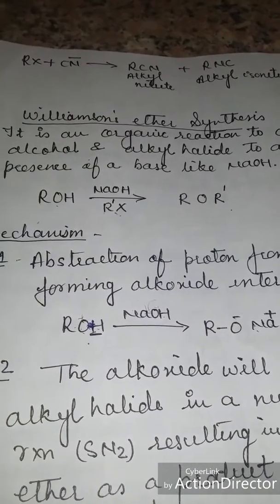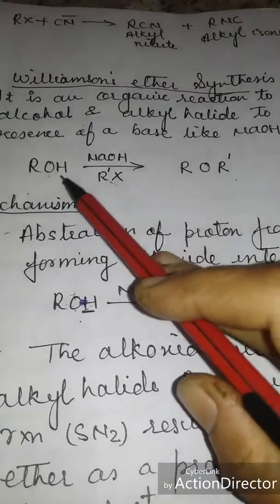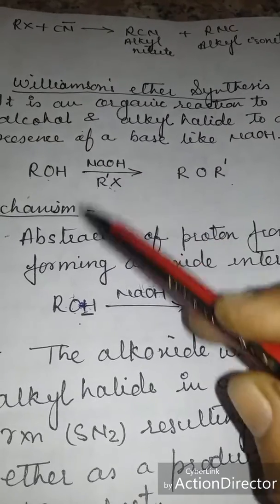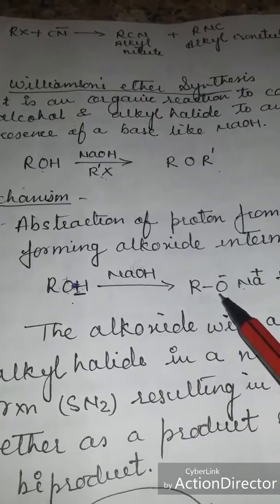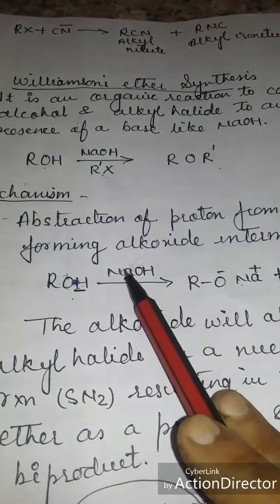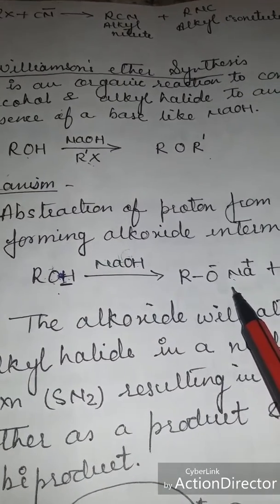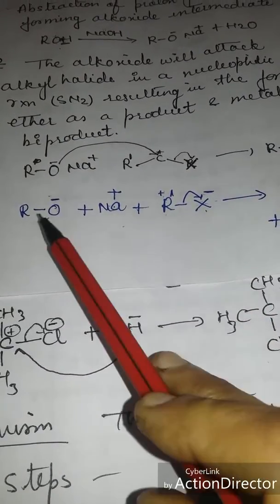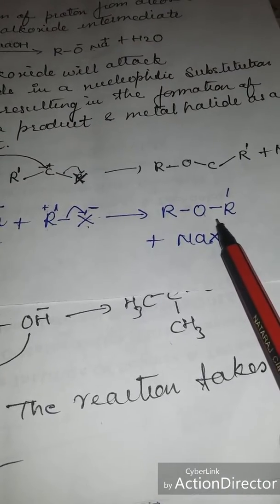Next is the Williamson's synthesis. In Williamson's ether synthesis, there will be formation of ether from alcohol on reacting with alkyl halide in presence of NaOH. So first will be the abstraction of proton resulting in the formation of alkoxide, that is RO minus. This bond will break and this will be shifted here, so you will be getting an alkoxide. Second, alkyl halide will attack this alkoxide, and you can see here RONa reacting with alkyl halide.